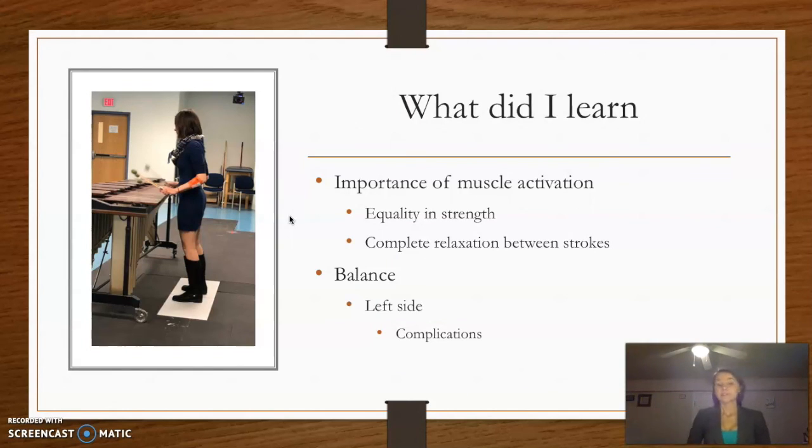I learned the importance of muscle activation and relaxation, the importance of equality of strength from hand to hand, and the complete relaxation between strokes to prevent wrist injuries. And I also learned about balance and what bad habits I personally have, like keeping most of my weight on my left side. We learned that this can lead to complications such as wearing down of the cartilage in your knees and hips, and we also learned that you can't always see these complications.